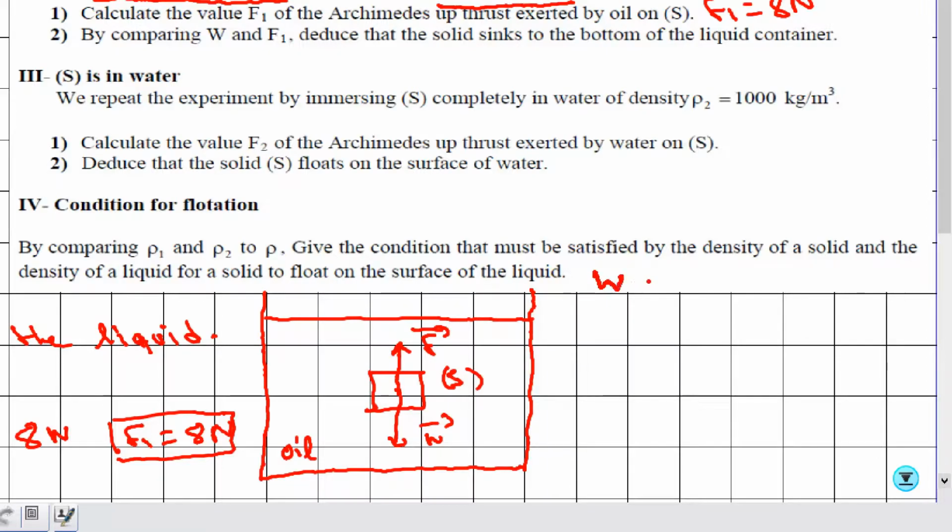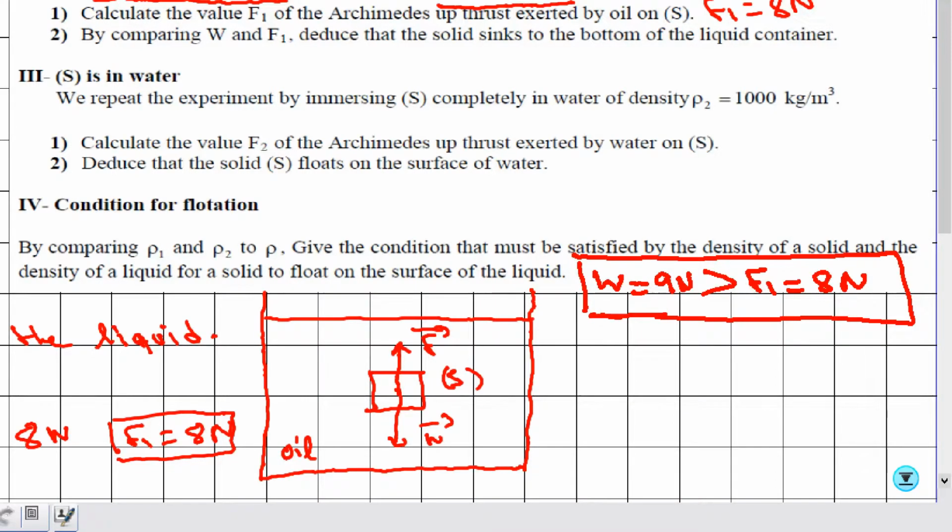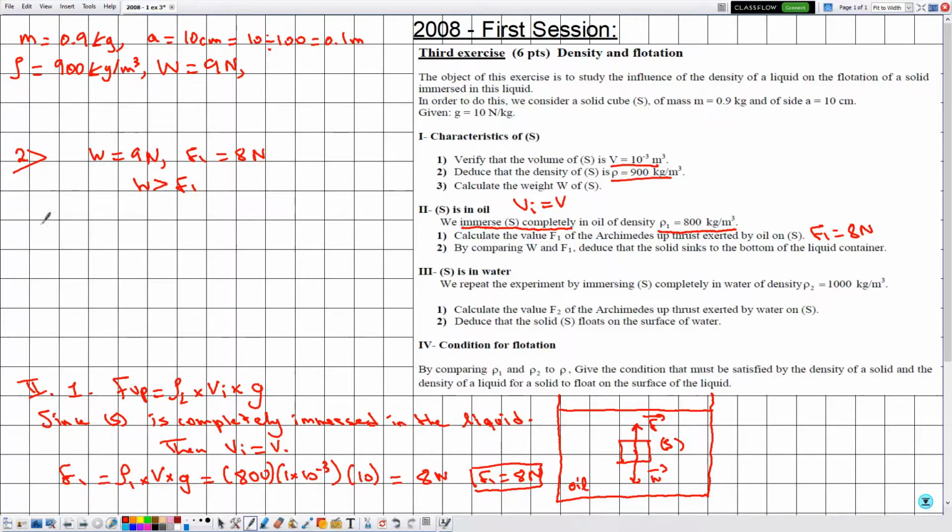Knowing that W is equal to 90 newtons, which is greater than the value of F1, which is 80 newtons, taking into consideration that the action of W vector is vertically downward, while the action of F is vertically upward. And from this, one can say that the action of W is greater than F1. For this reason, the solid S will sink. Now let's say that since the magnitude of W is greater than that of F1, then S will sink to the bottom of the container.